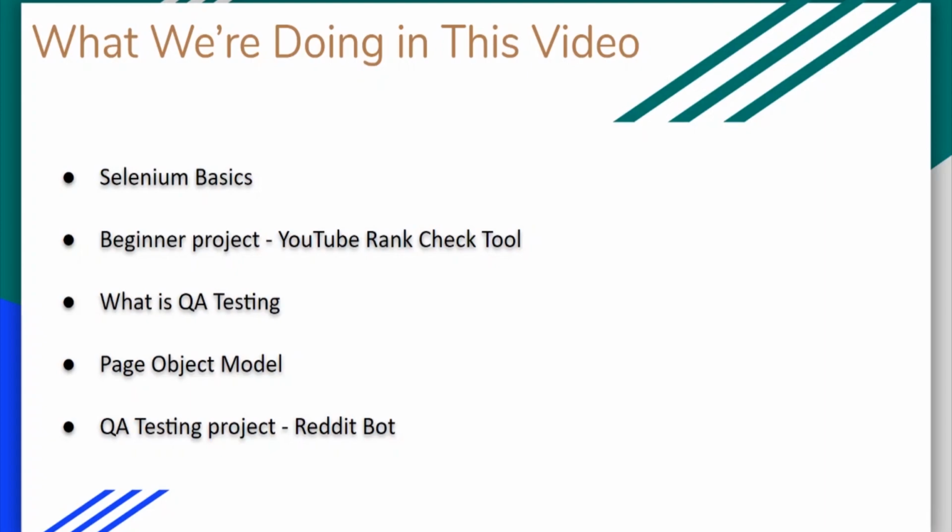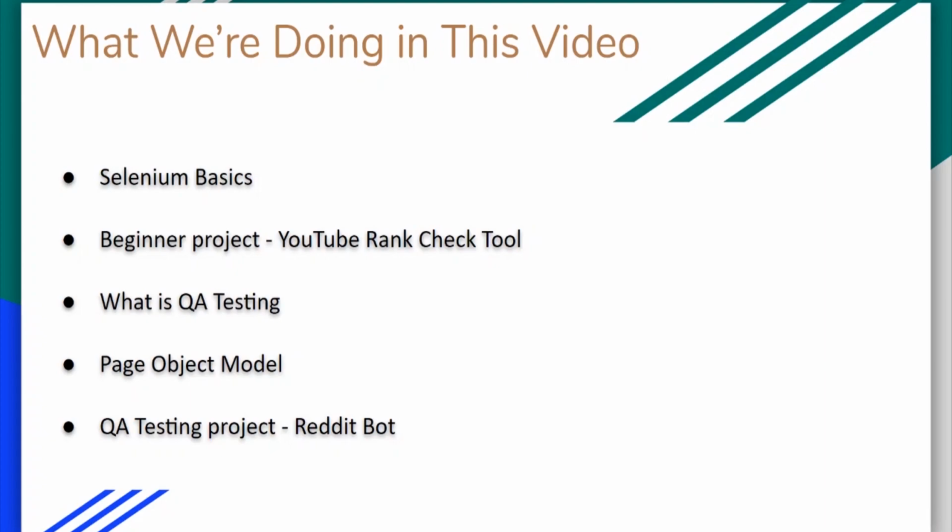Once we've got that down, we're going to jump into a beginner project where we'll use what we've learned and make a YouTube rank check bot. So our bot will go to YouTube, type in a query of our choice, look at the search results pages and pull out the videos, and we can check based on channel name to see where our freeCodeCamp videos are ranking.